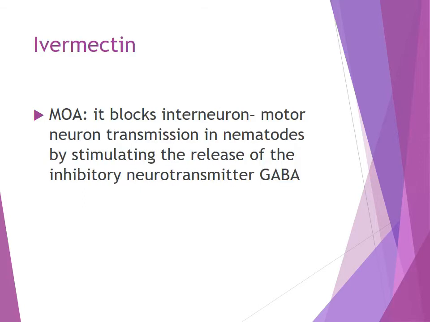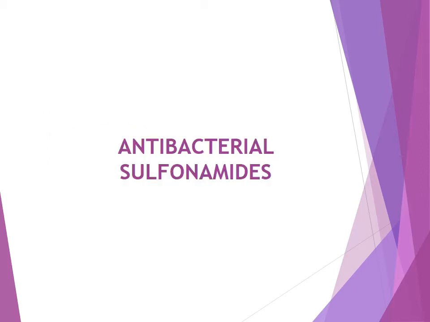Next, we have ivermectin. Your ivermectin targets now your GABA receptor. Pag na-target niyo yung GABA receptor, this can cause paralysis sa ating worm. Your ivermectin is a very useful anthelmintic drug for Onchocerca volvulus. This Onchocerca volvulus can cause your river blindness. So we're done with anthelmintics.